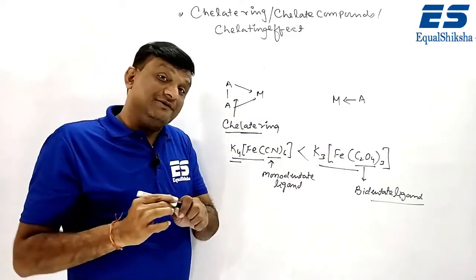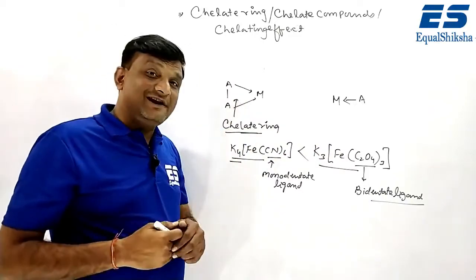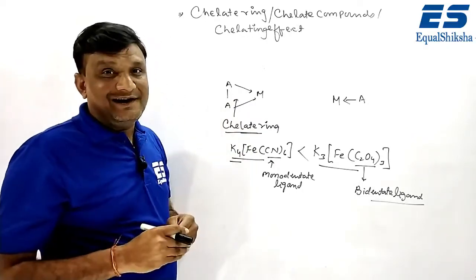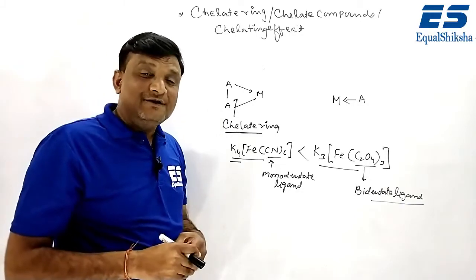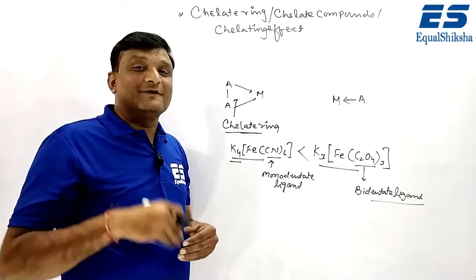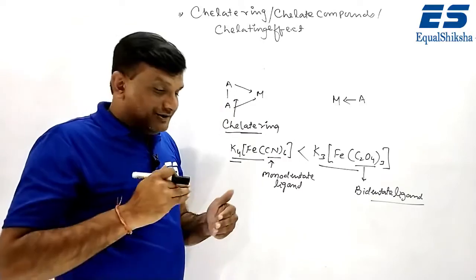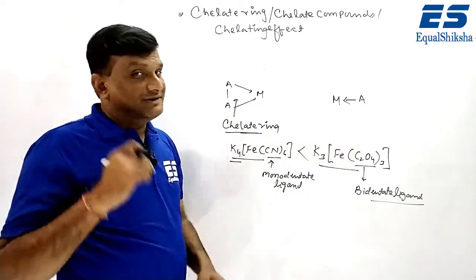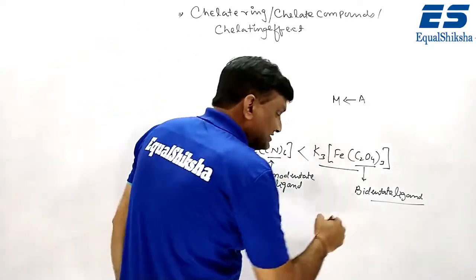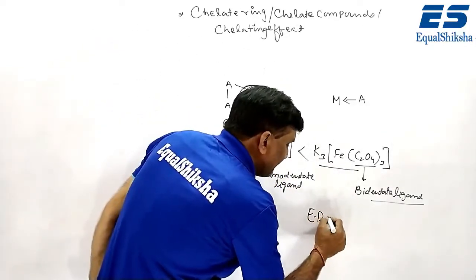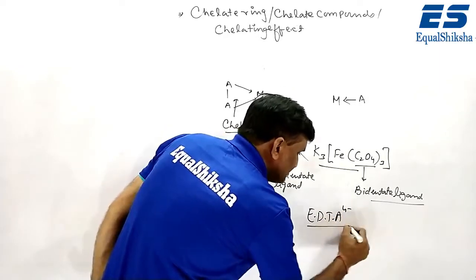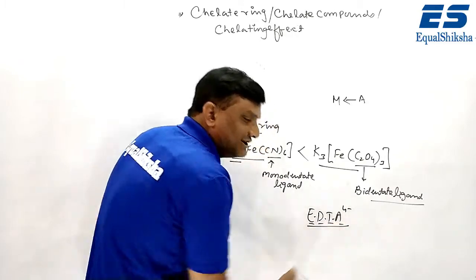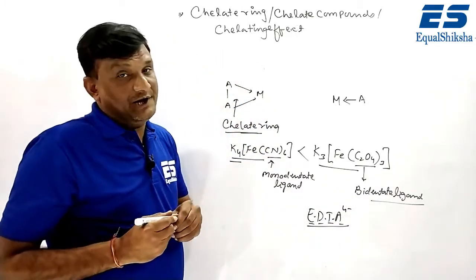Now, the question is, if there is a tridentate ligand, then there will be formation of two chelate rings. For a tetradentate ligand, there will be formation of 3 chelate rings. For pentadentate, 4 chelate rings. For hexadentate, 5 chelate rings. From ligand to ligand, there will be an increase in the number of chelate rings. Then according to this, EDTA 4 minus, ethylene diamine tetraacetato, forms 5 chelate rings.